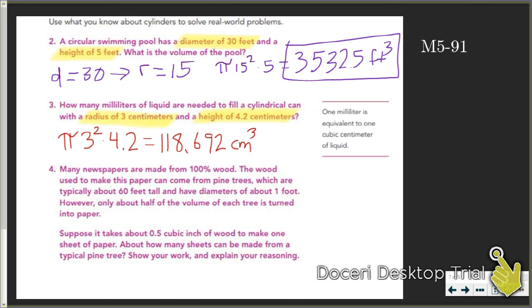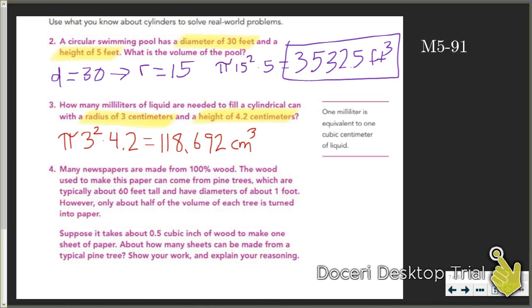Now we're going to go down to number 4. Number 4 has several more steps to it. Okay? And so we're going to go through this one together. Okay? So this is kind of a long problem, so as I read, when I pause, I want you guys to fill in the blanks.